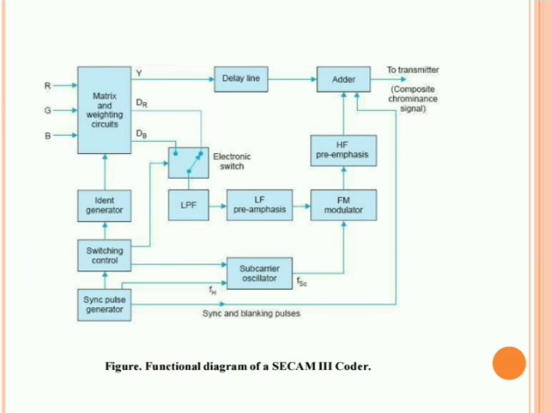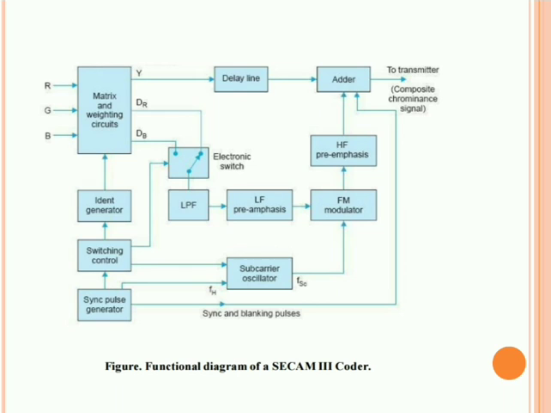Now we will see the encoder diagram of the SECAM 3 system. This is the functional block diagram, which consists of R, G and B. These are the three video inputs that are given to the matrix and weighing circuits. Then it will produce Y, DR and DB. DR and DB are the color difference signals, that is R minus Y and B minus Y.